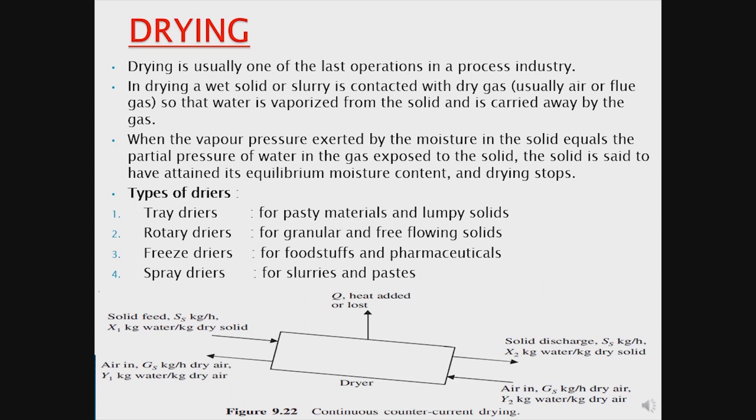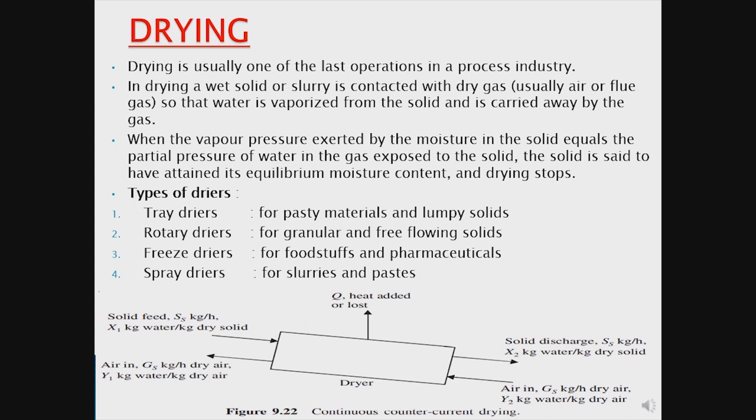And the next point is that when the vapor pressure exerted by the moisture in the solid equals the partial pressure of water in the gas exposed to the solid, the solid is said to have attained its equilibrium moisture content and drying stops. So when the solid has attained its equilibrium moisture content, the drying stops.